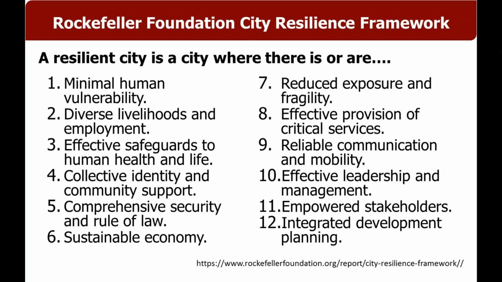There needs to be reliable communication and mobility. So one of the other organizations talked about having communication systems, where the Rockefeller Foundation is talking about a reliable and mobile communication system. The idea of effective leadership and management is not new, so having a governance structure in place that is managing this. Also the idea of empowered stakeholders, that community members need to be empowered to make decisions and to be able to improve the resilience of the part that they can impact. And an integrated development planning. So looking at planning, we often talk about city planning and government planning, and making sure that planning for resilience is part of that overall planning for your community.